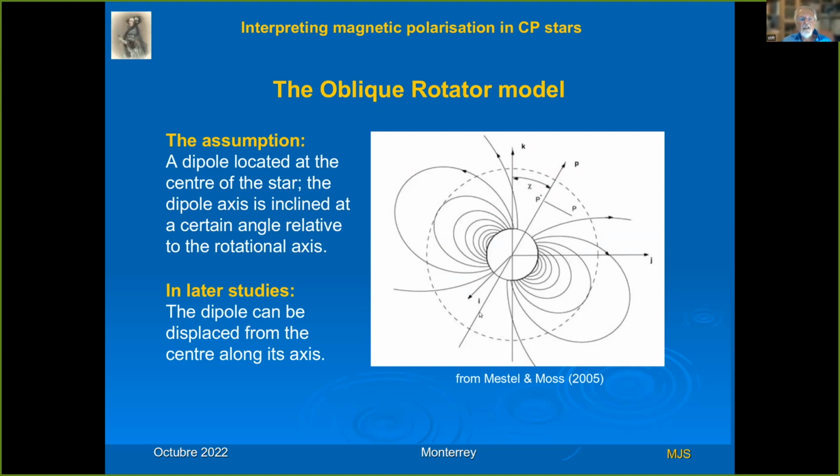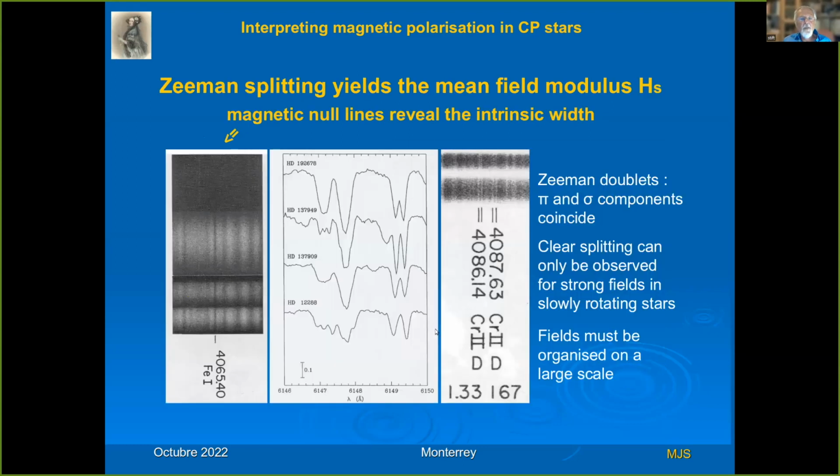In later studies, the dipole was displaced from the center along the axis by a few tenths of the radius. This introduced one more free parameter. A free parameter is always something useful as long as it is physically motivated.